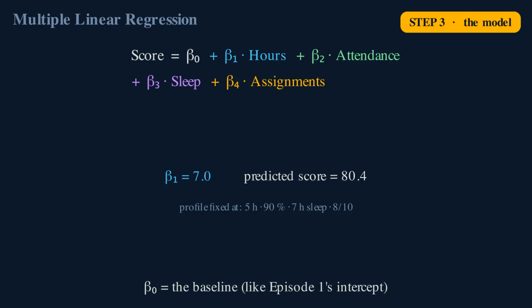And the Greek letter beta 0 is the baseline, the predicted score when every feature is 0. It plays the same role as the intercept from episode 1.